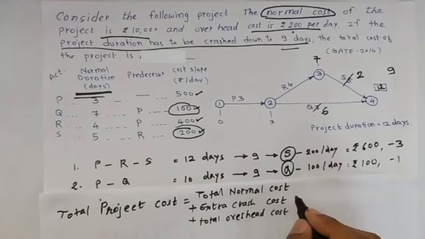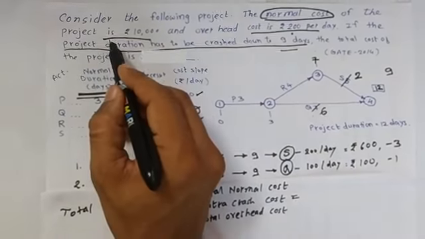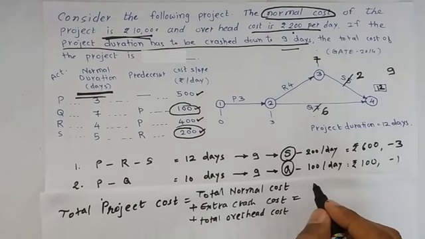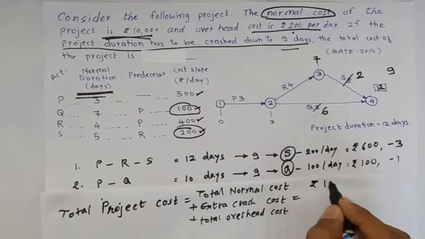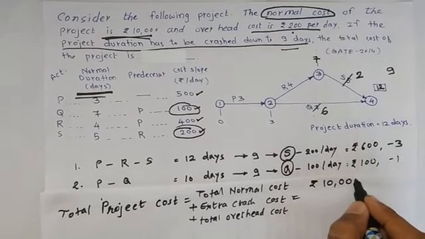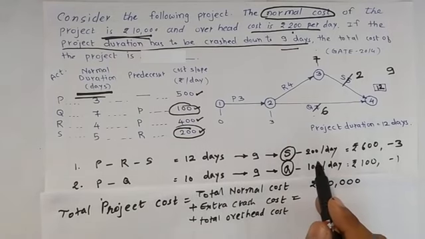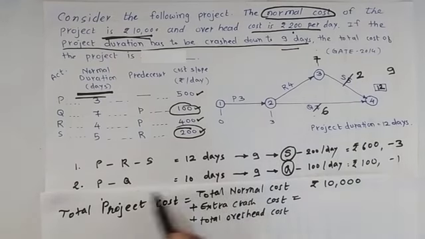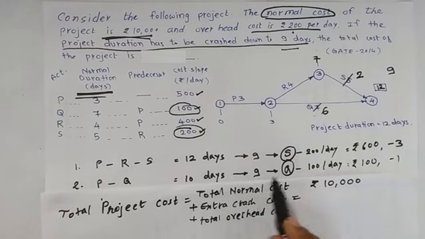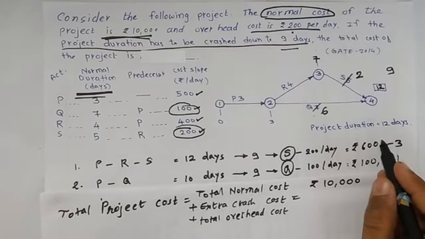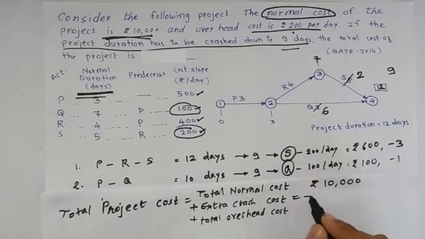So that is equal to total normal cost given already, that is rupees 10,000. So total normal cost is rupees 10,000. Now extra crash cost, that is because of crashing the activity. We crash the activity S for 3 days, so that is 600. We crash the activity Q for 1 day, so that is 100. So total is 700, 600 plus 100.